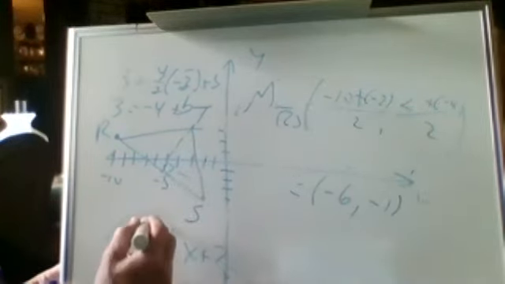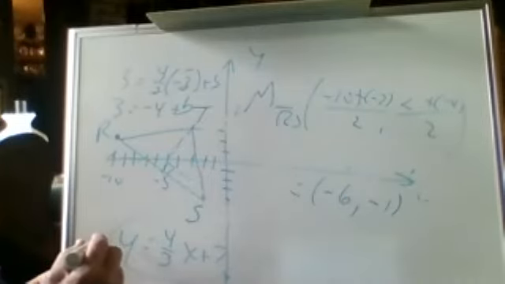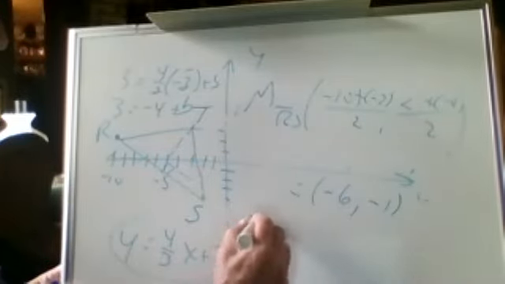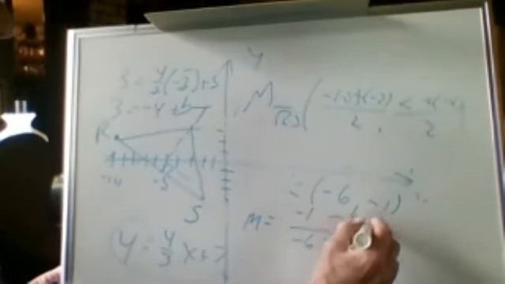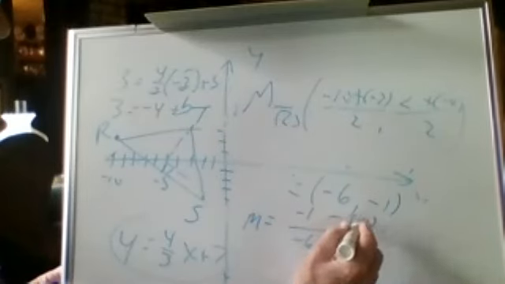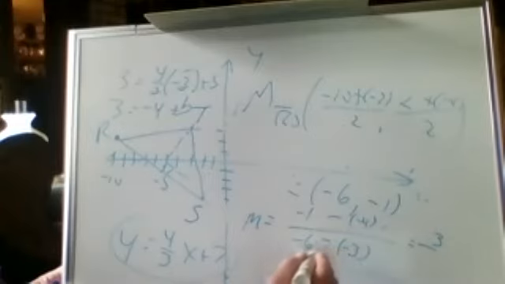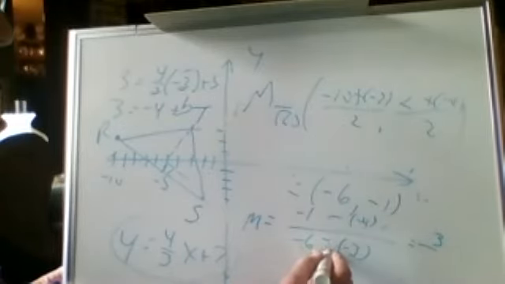So that means from here to here, we need to find that slope, okay? So we have negative 6 and negative 1, and point T was negative 3 and 3. So negative times a negative is a positive. 3 minus negative 1 is 4. And negative 3 minus negative 6 is 3.